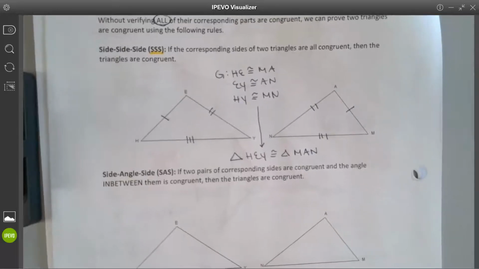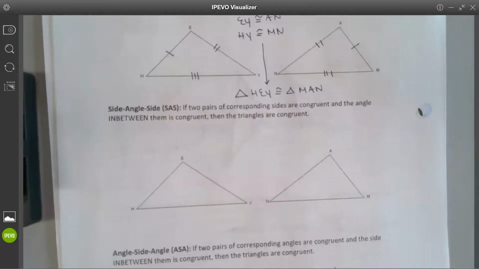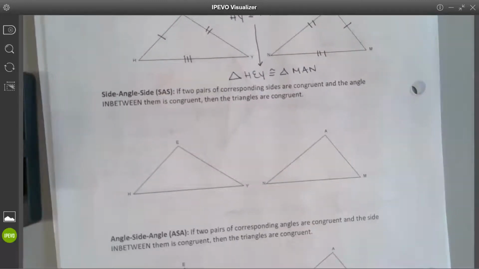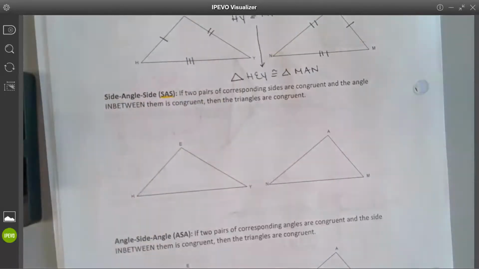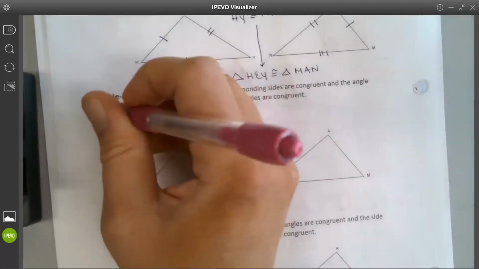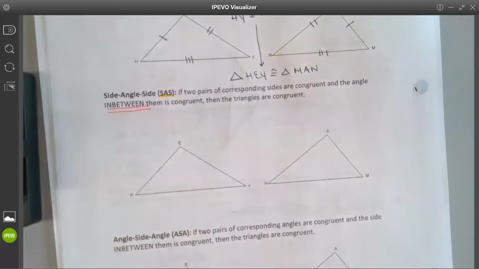Side, side, side. Another way is side, angle, side. Now there's an important piece for the next two. For side, angle, side, it has to be the angle in between the two sides. So I can't just be given any two sides and an angle in a triangle. It has to be a side, then the angle, and then another side. So let me show you in an example here.